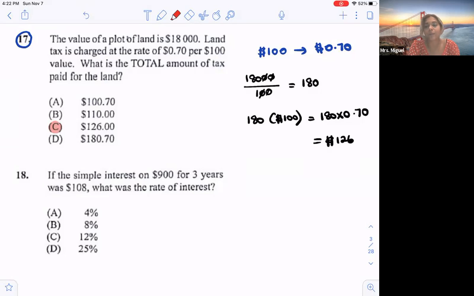The same thing with the land tax. They're not charging you per dollar, but per $100. So you have to determine how many hundreds are there in 18,000 by dividing by 100. When you work out that amount, you will get 180. And when you multiply it by the amount per $100 value, which is 70 cents, you will get 126. All right, let's move on.